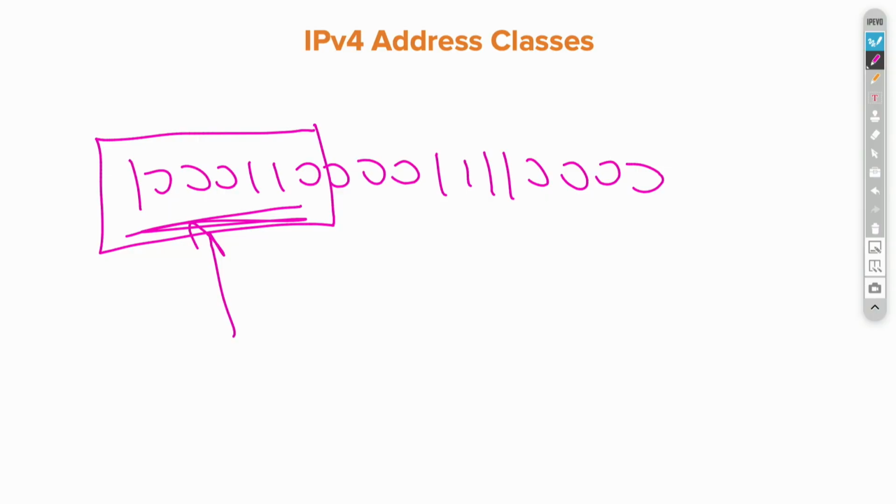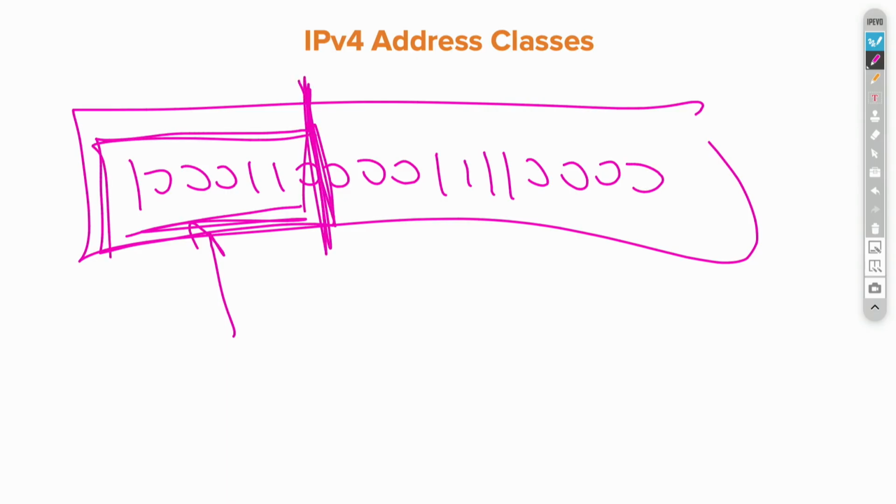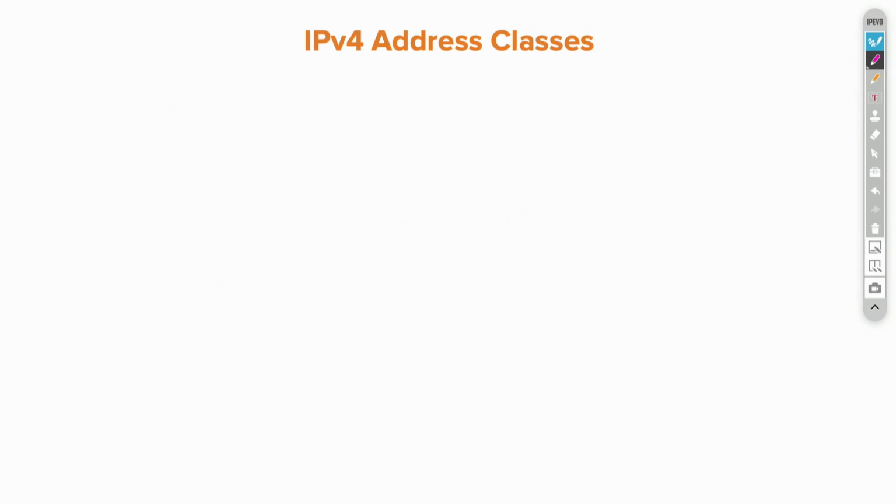So now we have to answer the question: if this is the number I have, how do I know where this dividing line is between my networking bits, which tell me what group or department I'm a part of, and my host bits? How do I know where that is? Well, let's start with the way the old timers did it, and then we'll go into the way we've done it for the last couple of decades.